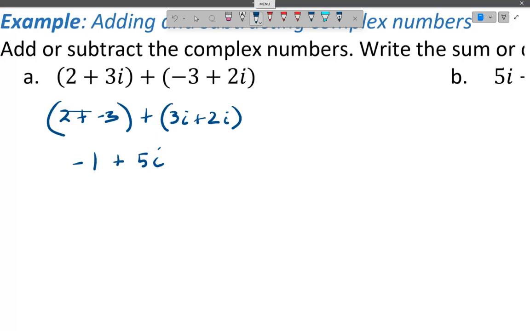Hey, if it works, it works, right? i behaves just like a variable does. That's it. We've got it in the form a plus bi.